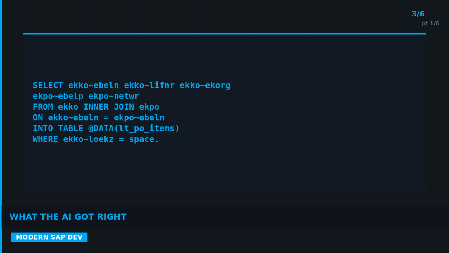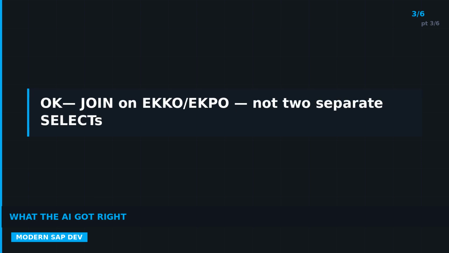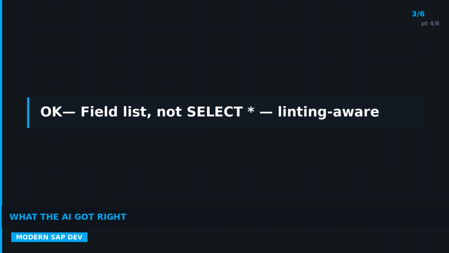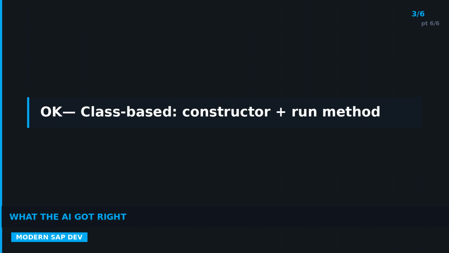Now the part that matters. Three problems, in order of how dangerous they are. Problem 1. No authorization check. The select reads every open PO across all purchasing orgs. In a real system, that violates M_BEST_EKO, the authorization object that controls which purchasing org a user can see. The AI didn't add an authority check anywhere. This compiles, runs, and returns data the user was never supposed to see. You wouldn't find it in unit testing. You'd find it in a security audit, or worse, when a buyer calls asking why they can see Berlin's POs from Sao Paulo.